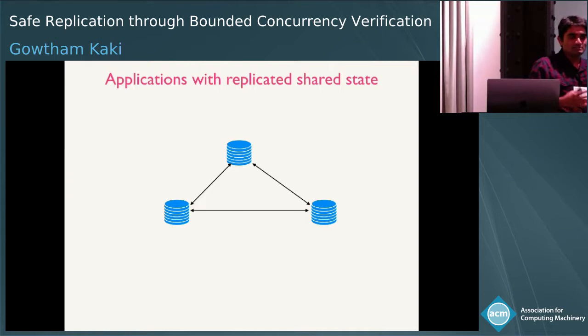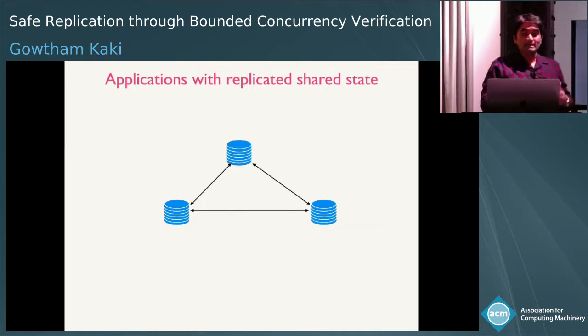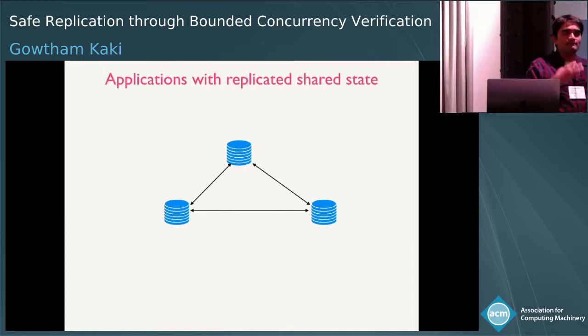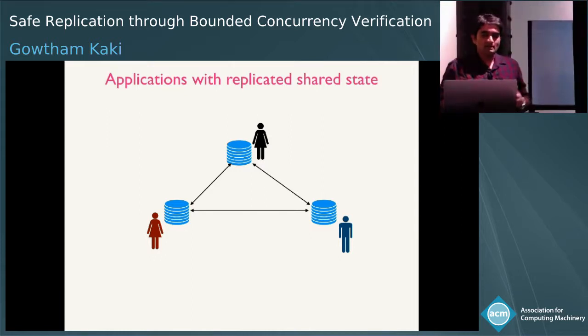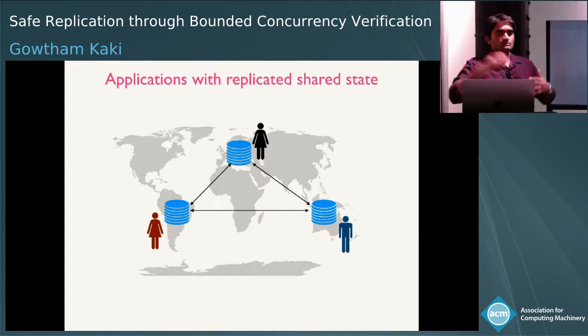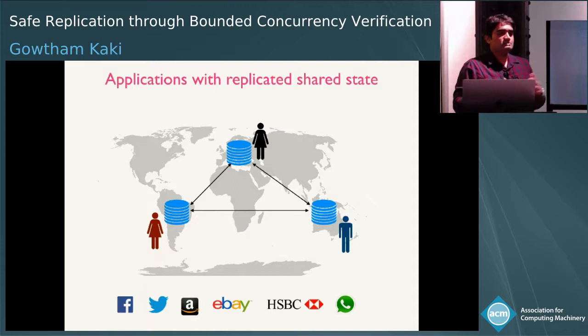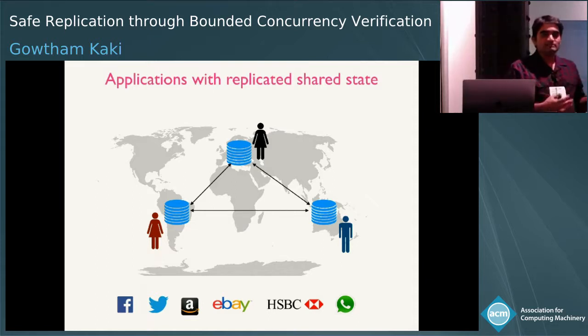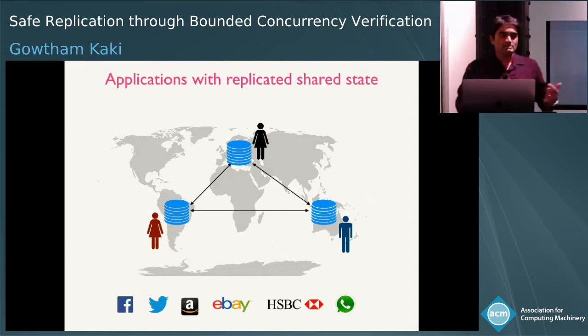What I'm going to talk about today are applications with replicated shared state. These are applications whose state is shared across multiple machines or connected devices, and each machine is said to contain a replica of the state. Users interact with the application through one of the replicas, and these replicas can often be geo-distributed. They can be present at various geographically diverse locations across the globe. This architecture is quite common among large-scale web applications such as Facebook or Amazon and so on.